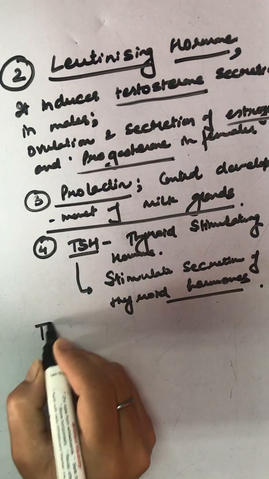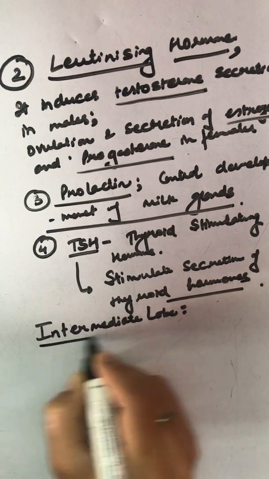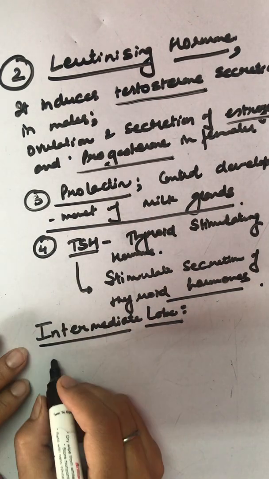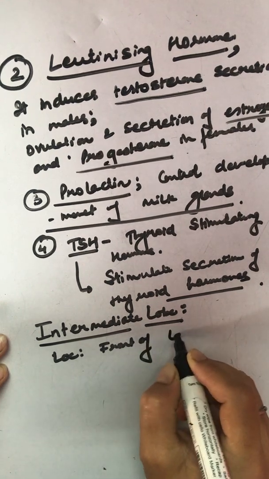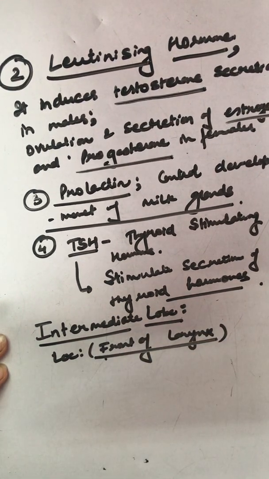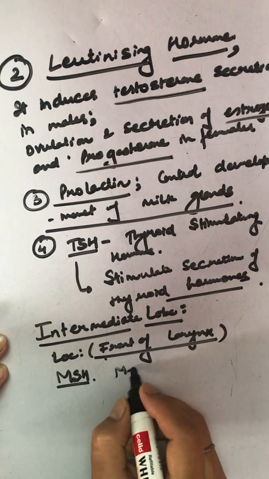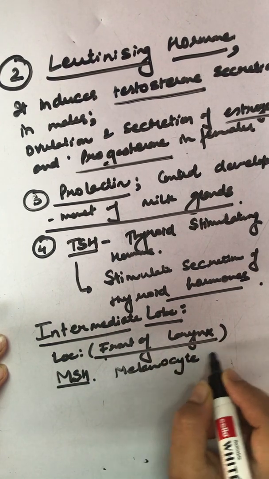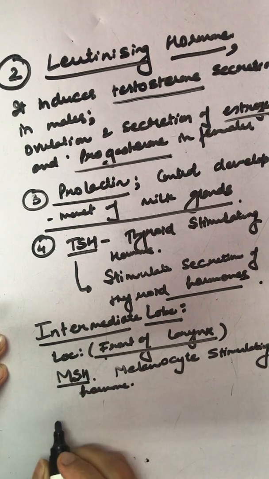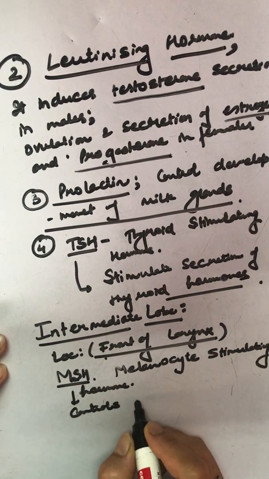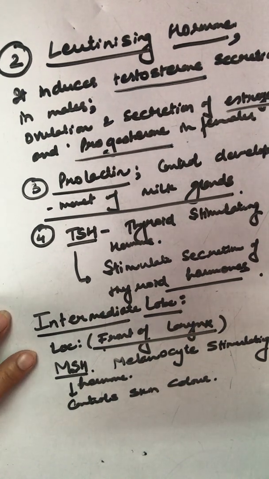Then next comes the intermediate lobe. Where is it present? The location is in front of the larynx. It secretes MSH, melanocyte stimulating hormone. What does it help in? It controls your skin color. There are 64 shades which are controlled by this hormone.